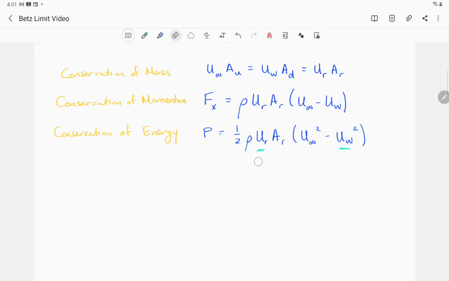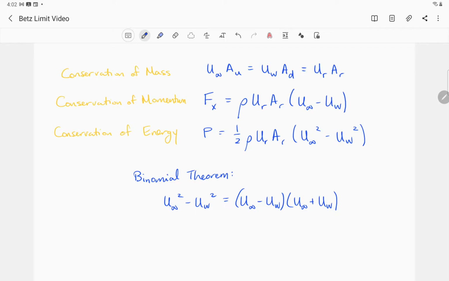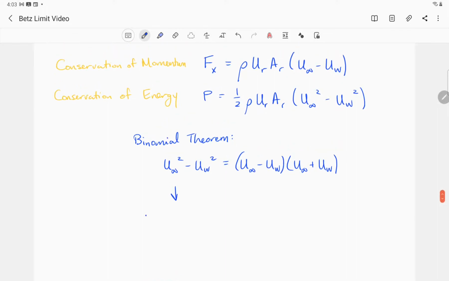Now the way we're going to do that is to relate the power to the force in two different ways. So firstly, we can see, just comparing the second two equations here and invoking the binomial theorem, which in this specific case gives us this difference of squares being equal to this product here on the right hand side. And from that we get power being equal to 1/2 times Fx times (U infinity plus UW).